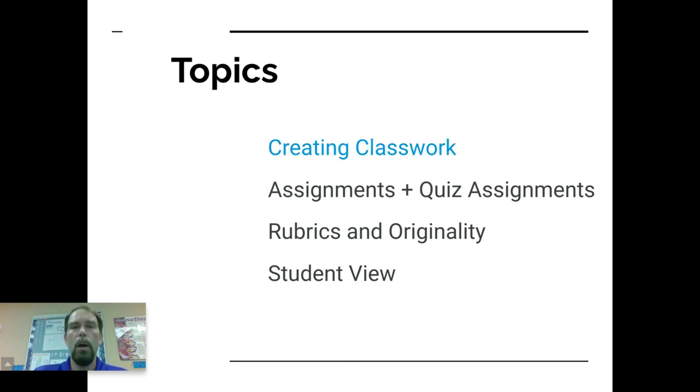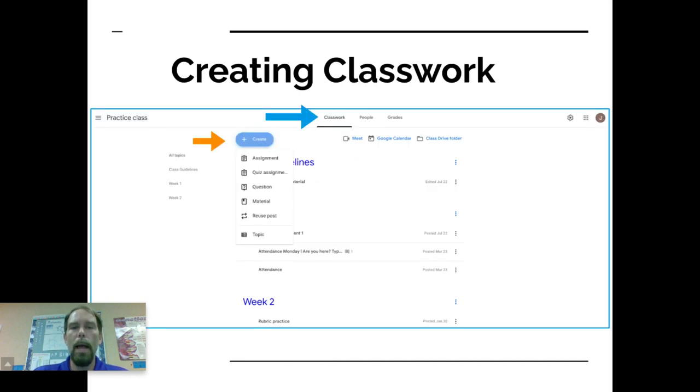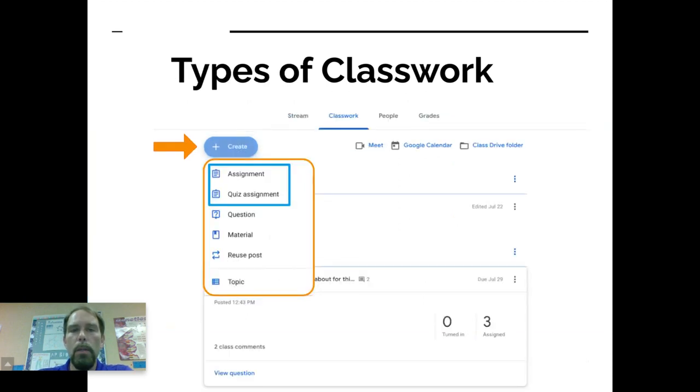Let's jump into a reminder about how to create classwork. When we're in the Classwork tab, and remember you get to the Classwork tab by choosing this Tabs chooser at the top, the second option is Classwork. Clicking that Create button gives you the opportunity to create one of those four types of classwork or to reuse a post or produce a topic. We want to focus on the two top kinds of classwork, assignment and quiz assignment.